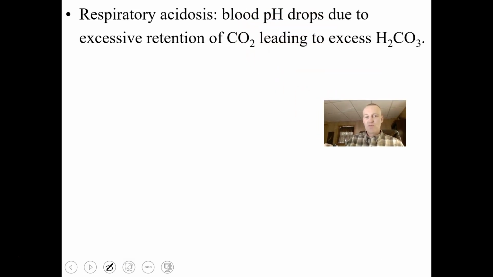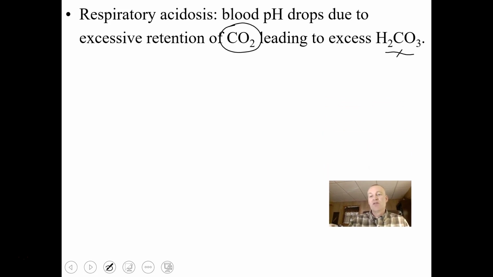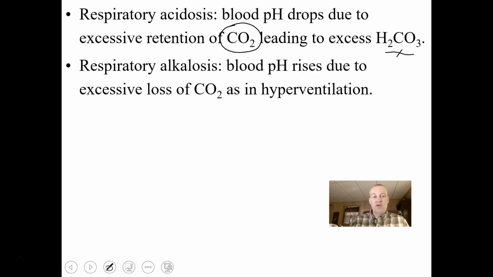Respiratory acidosis occurs when the blood pH drops due to excessive retention of carbon dioxide, which means that we're going to form an excess amount of carbonic acid. If you begin to breathe really slowly, that increases the amount of carbon dioxide in the bloodstream and will cause acidosis to occur.